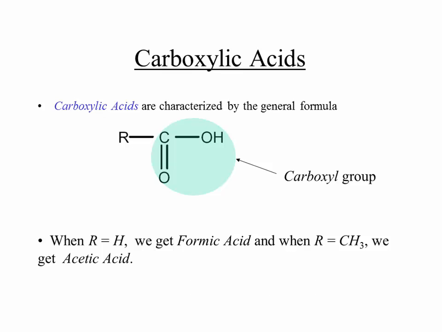Another group of organic compounds are carboxylic acids, or organic acids. They are characterized by the general formula C double bonded with O and then OH, and then you can have any other organic group there. This C double bonded with O and then OH is called the carboxyl group. R can be anything. If R is H, if it's HCOOH, then you get formic acid, the kind of acid that you have in hot peppers. When R is CH3, then it's acetic acid, the organic acid that you have in vinegar.